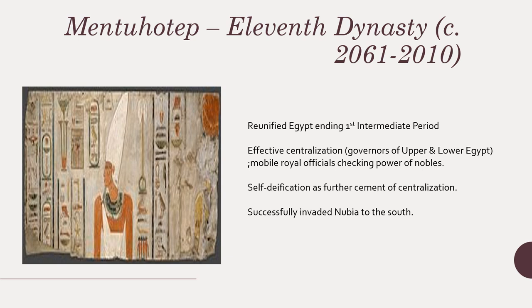The self-deification of the emperors continued here, and in some ways reached new heights, which means the emperors declaring themselves and maybe believing themselves to be gods. But this helped to bring the monarchy back into full power. It was also during the 11th Dynasty and under Mentuhotep's rule that they successfully invaded Nubia for the first time to the south, which is the kingdom of Kush in that area.